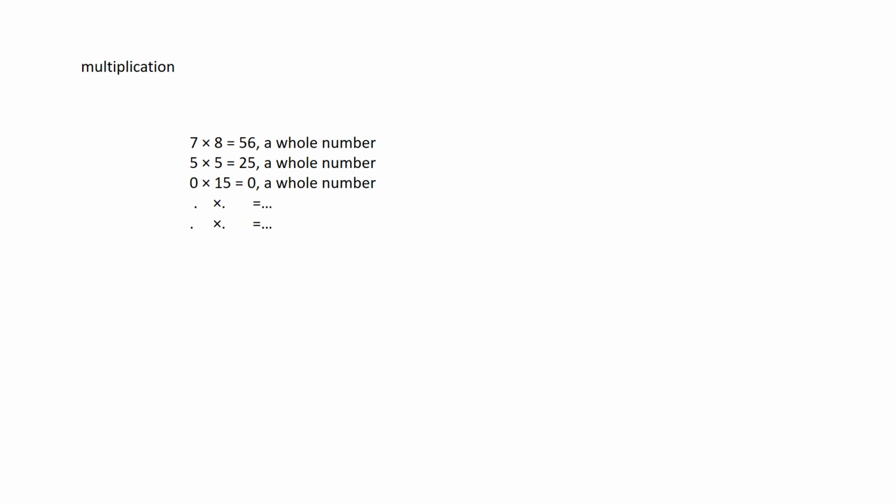Now, I'll give you 7 into 8. 7 into 8 is a whole number. 7 is a whole number. 8 is a whole number. 7 into 8 you are getting 56. That is also a whole number. 0 into 15 is equal to 0. That is also a whole number. Similarly, you think of any two numbers. 3 into 4, 12. 3, 4 and 12 are whole numbers.